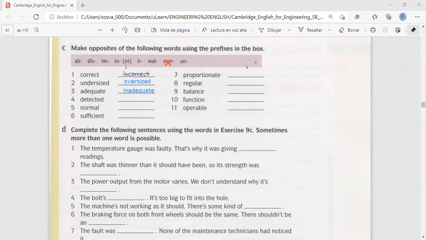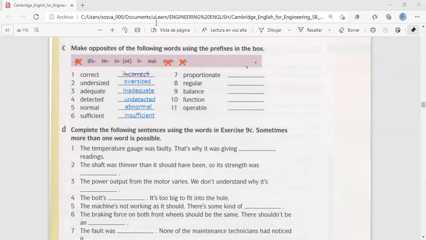The number four is detected. Undetected. Undetected, exactly. Okay. The number five is normal. Abnormal. Abnormal, yes. This is very common. Number six, sufficient, insufficient. Insufficient, yes.